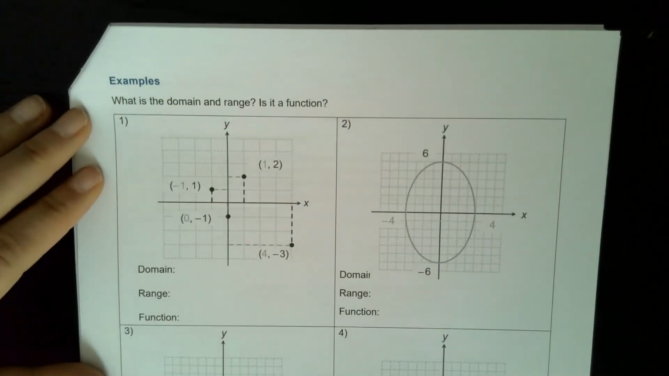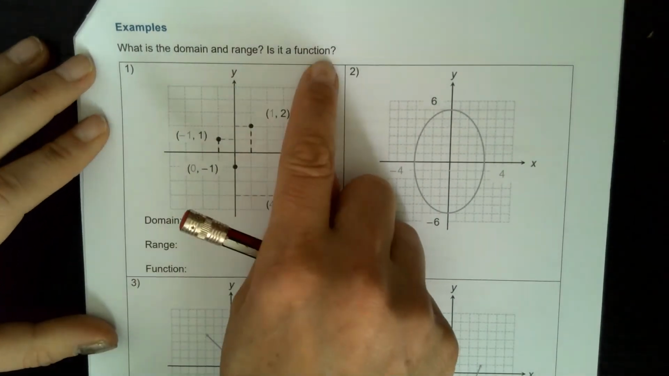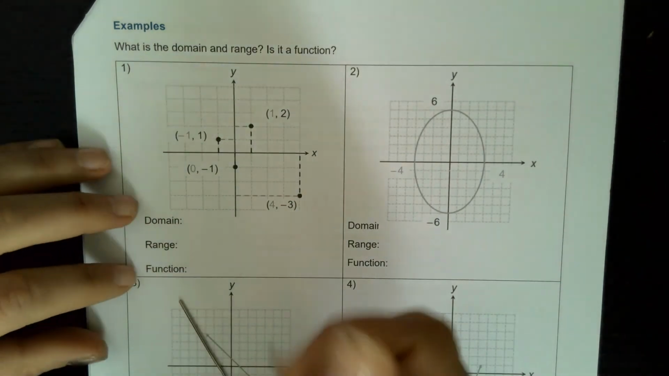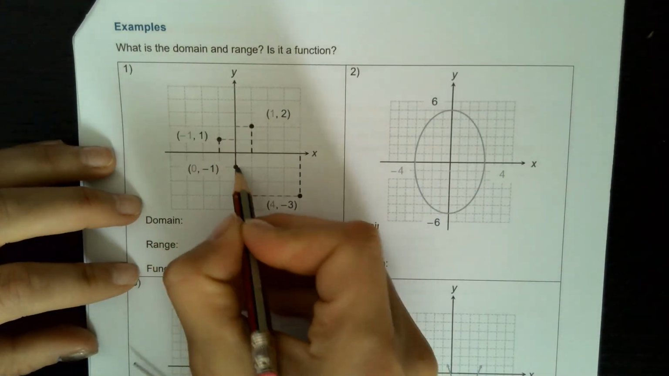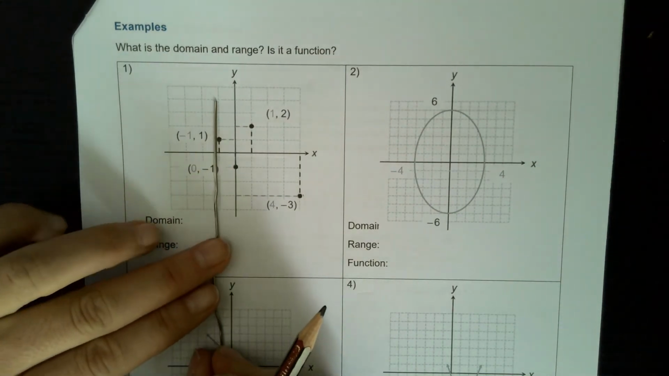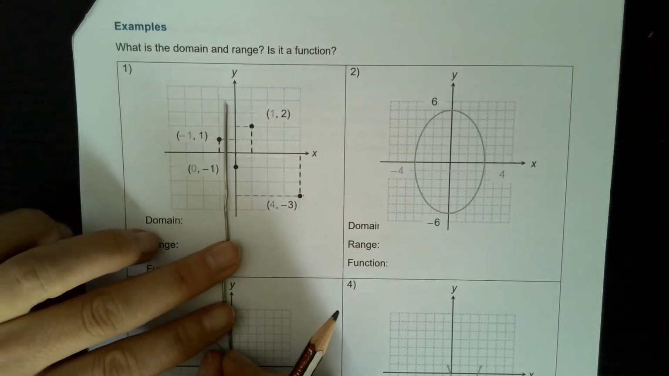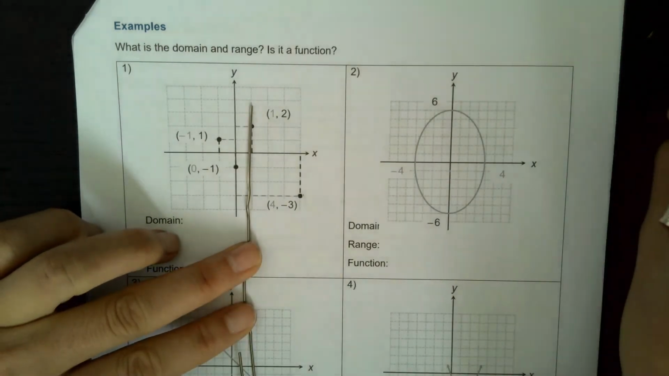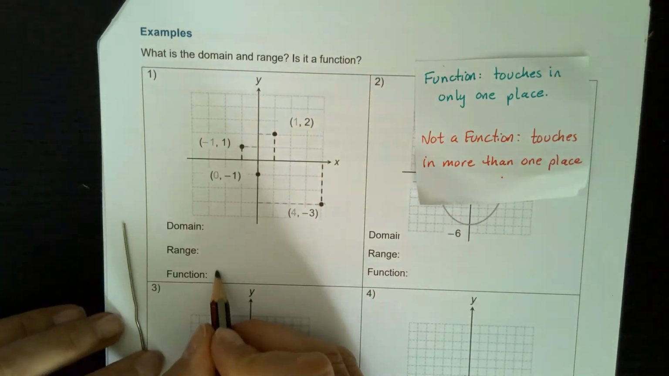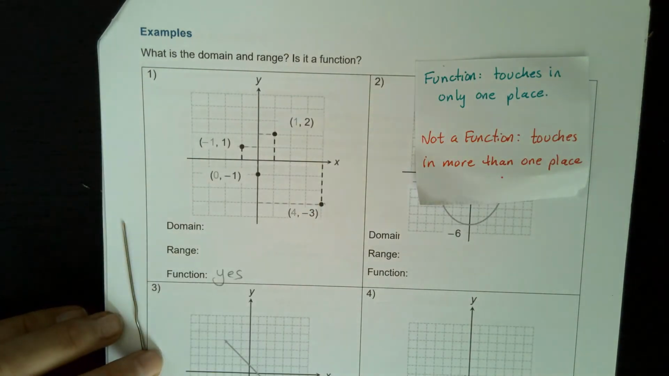Okay. Is it a function? And what's the domain and range? So sometimes we just have ordered pairs, which are points. And look, I'm only touching 1 point, 1 point, 1 point, 1 point. So I'm only touching in one place. So yes, it's a function.